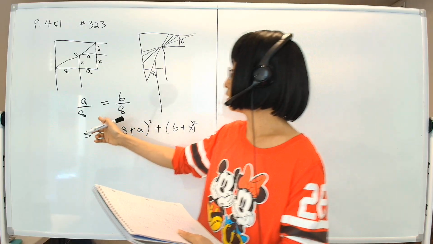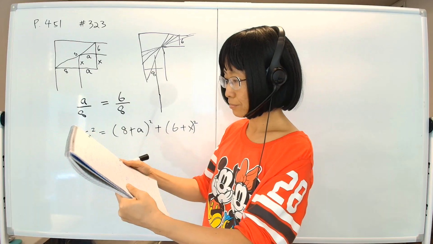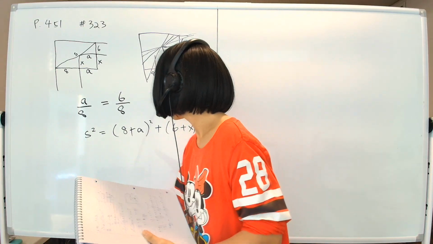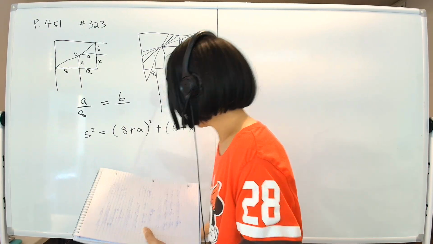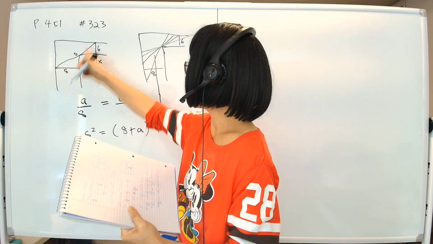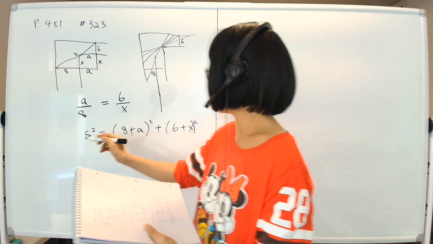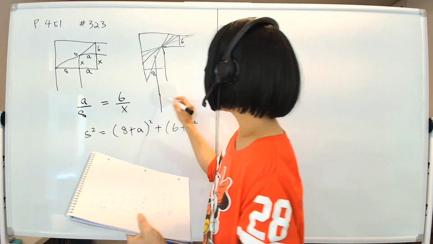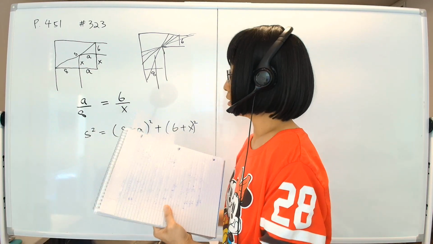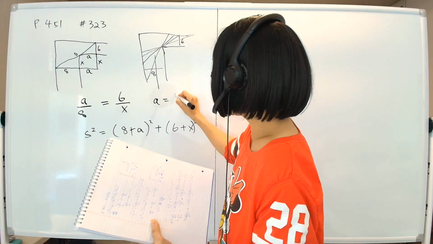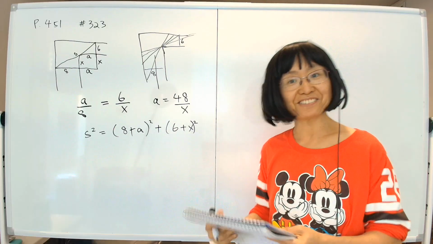And from this, what did I have? No, I wrote something down wrong. 6 divided by x, sorry. Okay, 6 divided by x, that's the vertical wall. So the relationship here means that a equals 6 times 8, so a equals 48 divided by x. That's the relationship. And as by now you can see where this is going.